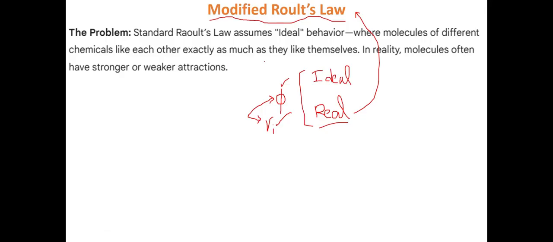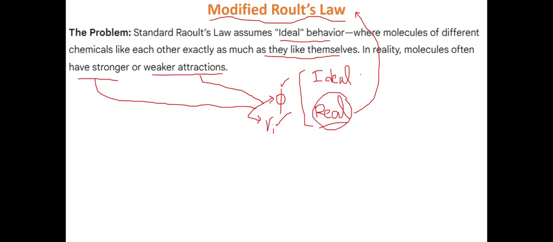Standard Raoult's law assumes ideal behavior, where molecules of different chemicals like each other exactly as much as they like themselves. So in reality, molecules often have stronger or weaker interactions. So these values can be different because of different interactions. If the interaction is strong, the value will be different, and if the interaction is weak, the value will be different. So in any case, it will not be ideal. In the real case, it will always be different from the ideal.